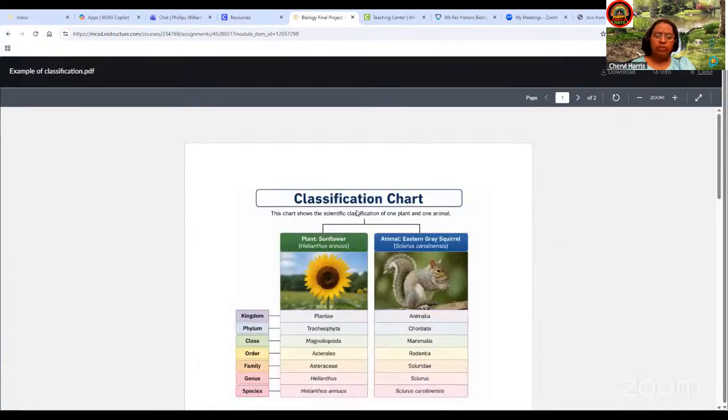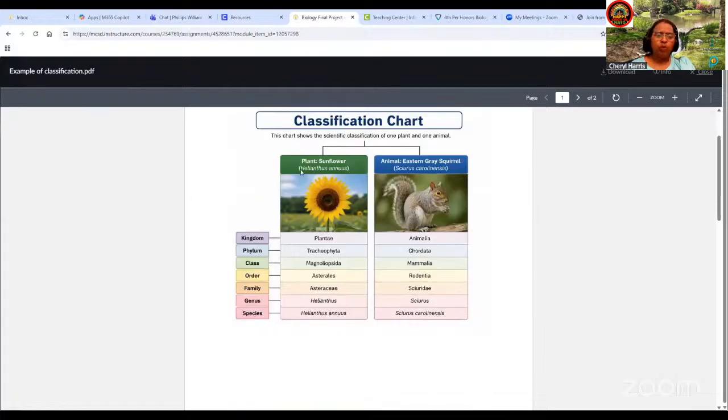Your example, again, you want one plant, one animal. You want to list all of the classification headings, and then give the family name, the genus name, and the species name. And again, if you look up here to the top, notice that the organism is named by its genus and species name. So those should match.